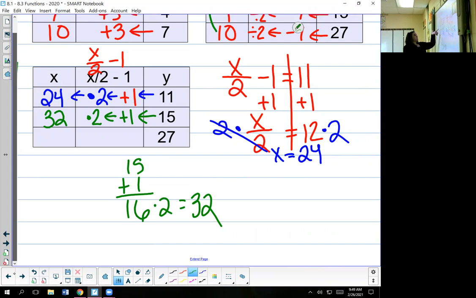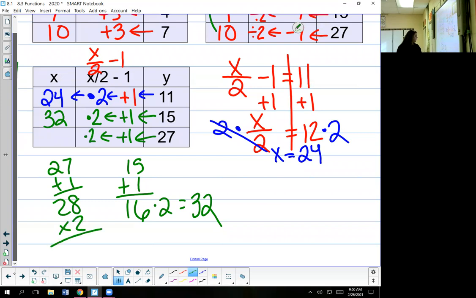Half of 32 is 16. 16 minus 1 is 15. So I did it right. Same thing here. If I add 1 first, I get 27 plus 1 is 28. And then we need to not divide by 2 because we're doing the inverse, so multiply it by 2. If I double it up, 28 times 2, you get 56. And again, check it by plugging it back in. So you're basically doing the inverse operations backwards. Okay? So just like how we solve two-step equations.